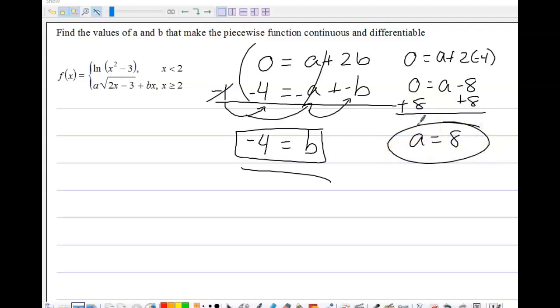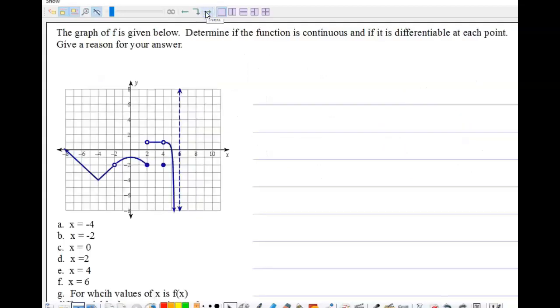And there's your answer. All right, next problem. Okay, the graph of f is given below. Determine if the function is continuous and if it is differentiable at each point, and give a reason for your answer.